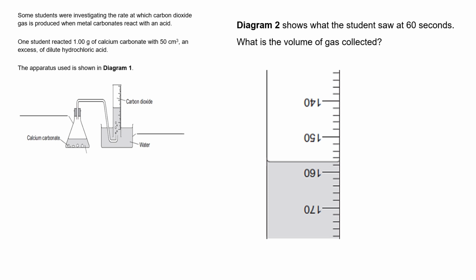So make sure in the first instance that you've looked carefully at all the information given in the question. And you can see here that in the original diagram, the measuring cylinder is upside down. So first of all, when you're looking at the resolution, check which way your scale is going.